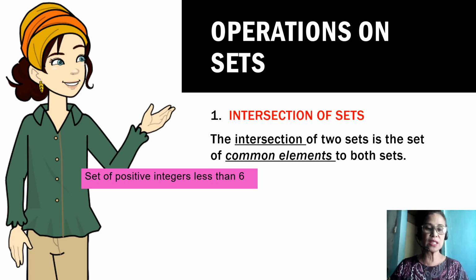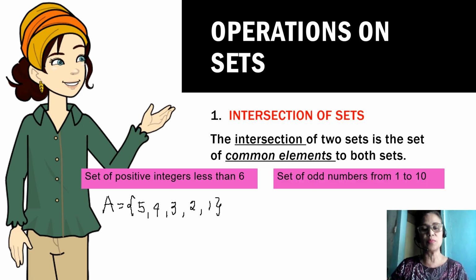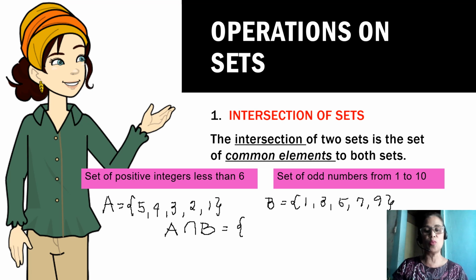So let's have this first example, the set of positive integers less than 6. Let's call it set A. The elements are 5, 4, 3, 2, 1. And of course, we have set B, the set of odd numbers from 1 to 10. So we have 1, 3, 5, 7, and 9. Since we want to find A intersection B, or A intersects B, what would be the elements of A intersect B? Let's just check what is common to both A and B.